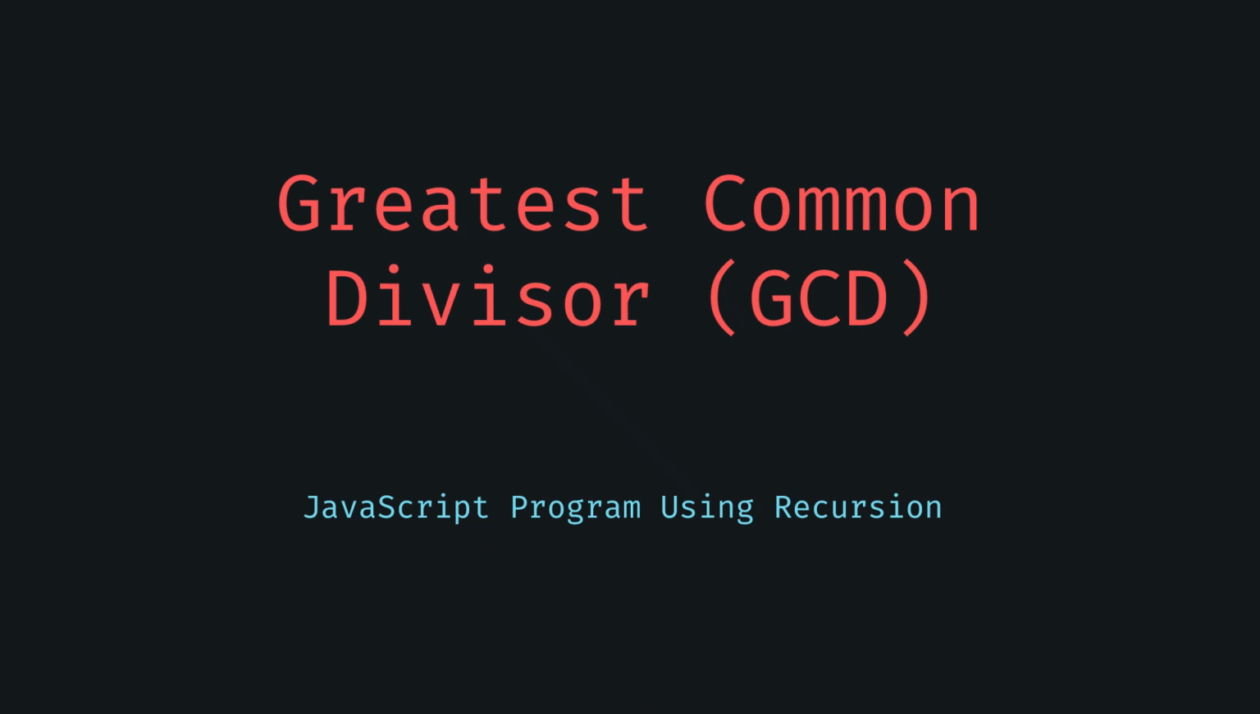Welcome. In this lesson, we'll write a JavaScript program that finds the greatest common divisor, or GCD, of two positive numbers. We'll use the Euclidean algorithm implemented with recursion. This is a classic example of dividing a problem into smaller parts. Let's dive in and understand the problem.